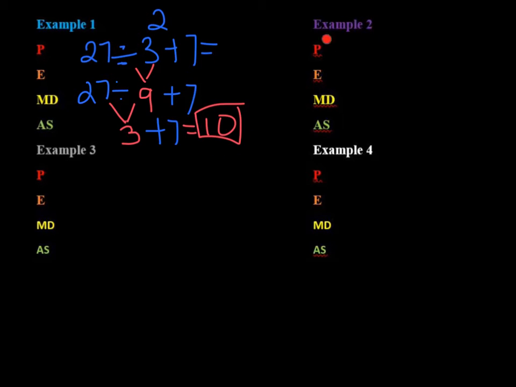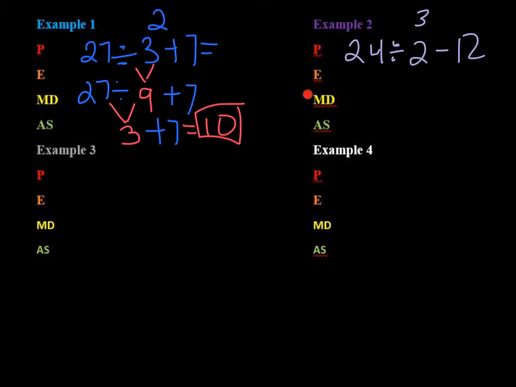Alright, let's have you guys try example 2. So let's say we have 24 divided by 2 to the third power minus 12. So please pause the video, try it, and then come back and check with my answers. Alright, welcome back. So let's check.